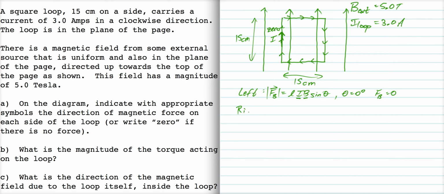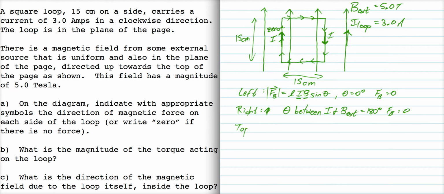Over on the right-hand side, we have a similar problem. The current points down, and the external magnetic field here points up, and so the angle theta between I and the external field is 180 degrees, and the sine of 180 degrees is also 0.